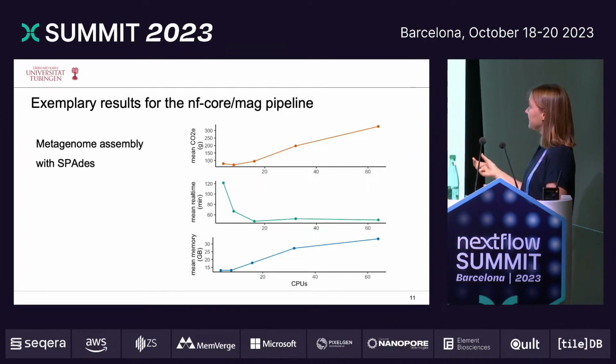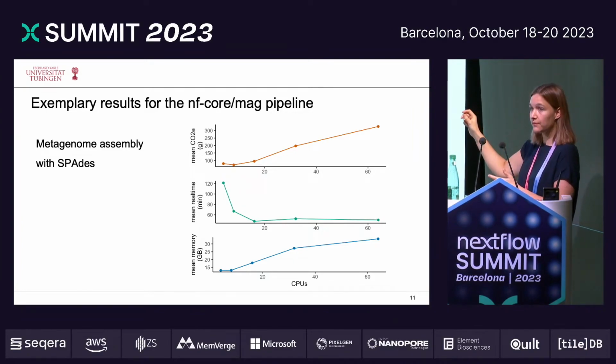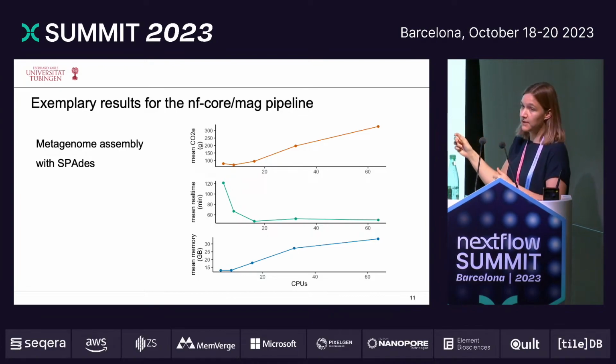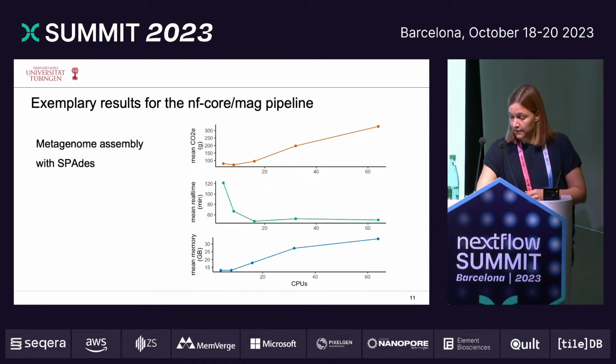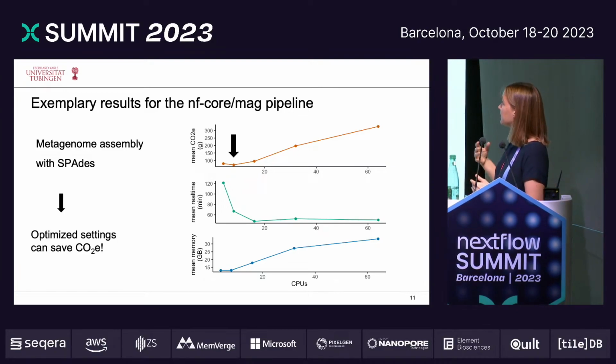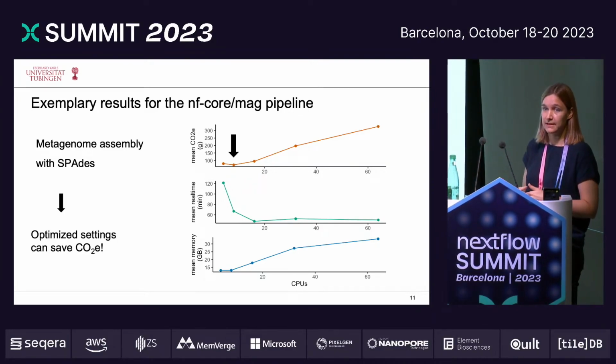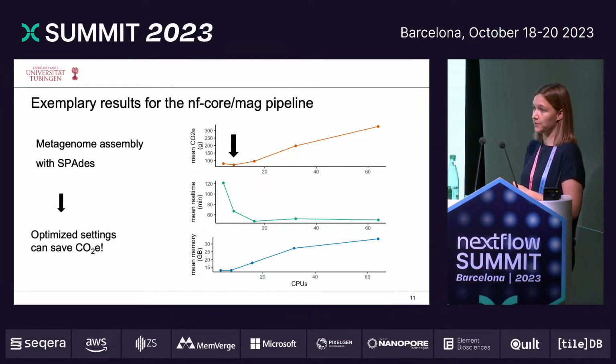And what we can see here is that when we look at the carbon footprint, the value is first going down for an increasing number of CPUs and then going up again. And the reason for this is that the decrease in the actual running time does not compensate anymore for the higher energy consumption due to the higher number of CPUs. So this shows that this can be and should be used to also optimize the pipeline settings in order to reduce the carbon footprint.